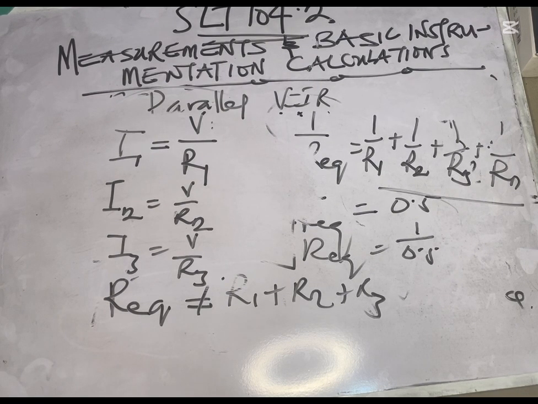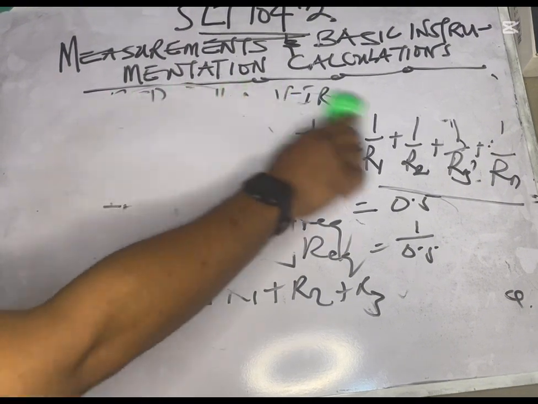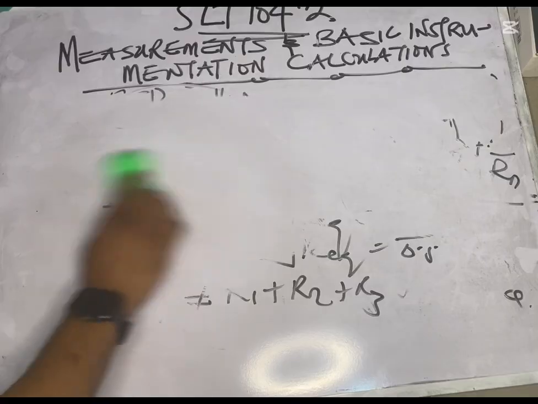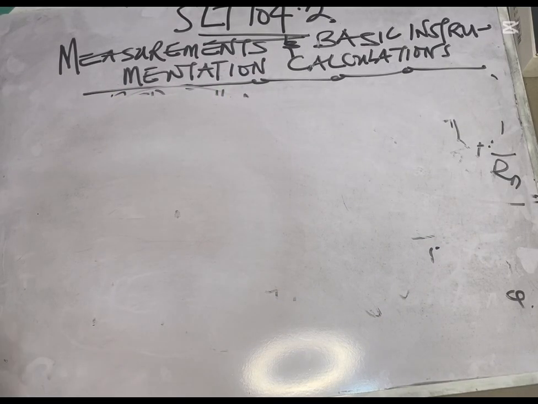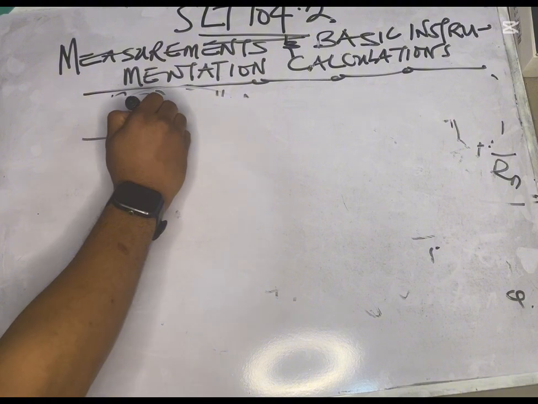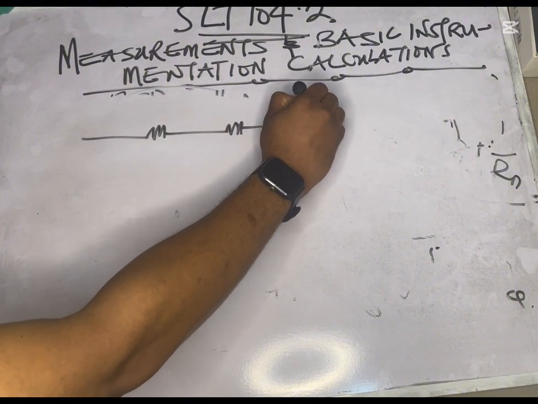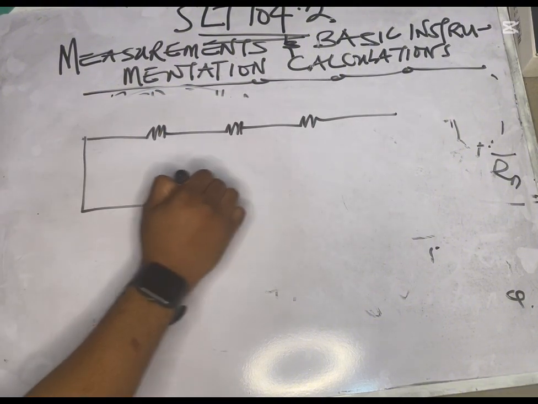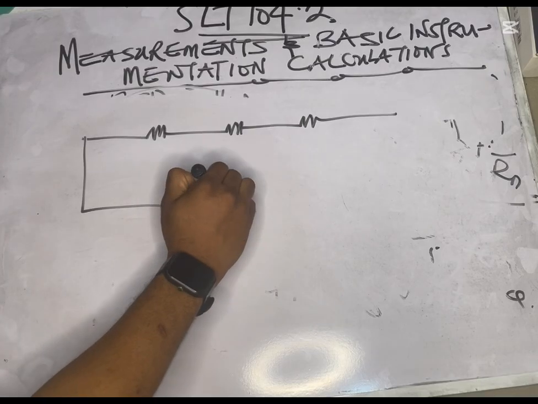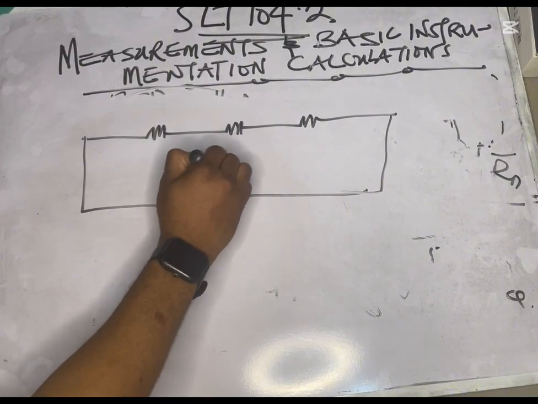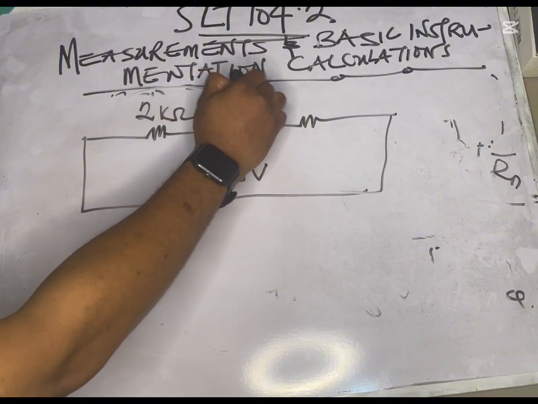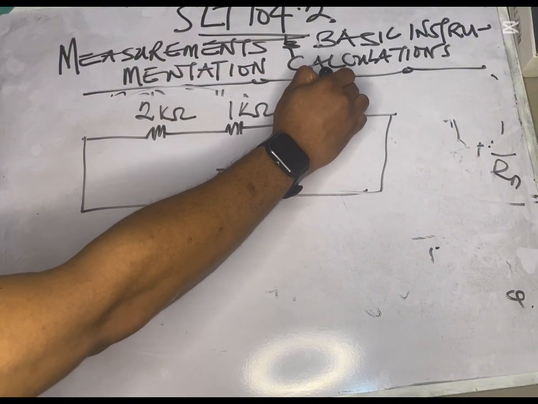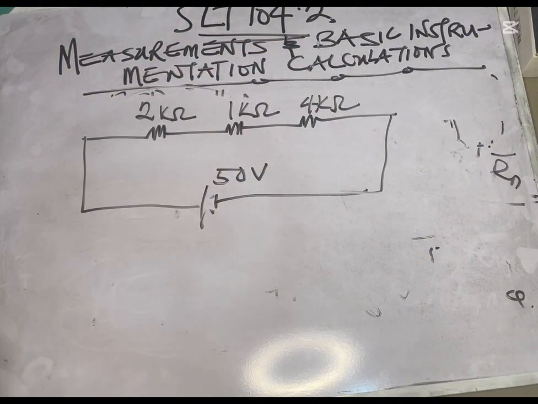So now let's just look at examples. Let's look at key examples. I'll be drawing circuits for you and we'll be solving them. All right. Now let's say we are given a circuit like this, a series circuit, and it has a battery of 50 volts, and this is 2 kilo ohms, 1 kilo ohms, and 4 kilo ohms, and you're told to calculate the total resistance.